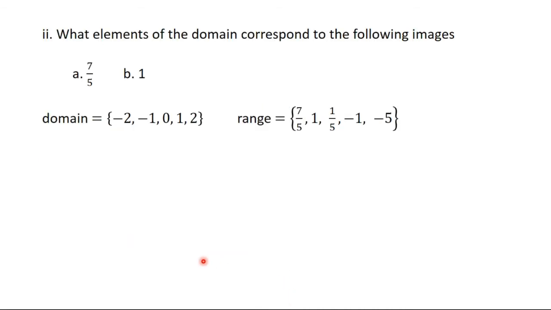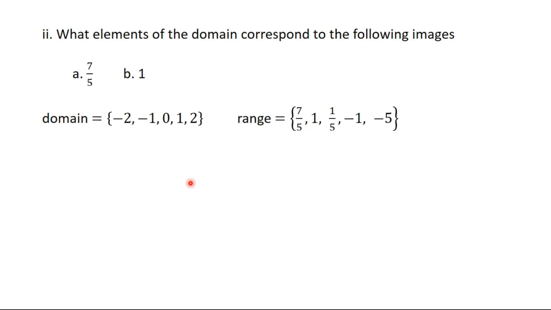Let's look at the next question. What element of the domain corresponds to the following images? What this question is telling us is that there are these elements in the range, 7 over 5 and so on, and what elements of the domain correspond to the following images? These elements in the images, the codomain or the range, have corresponding elements in the domain. So we should find those elements.